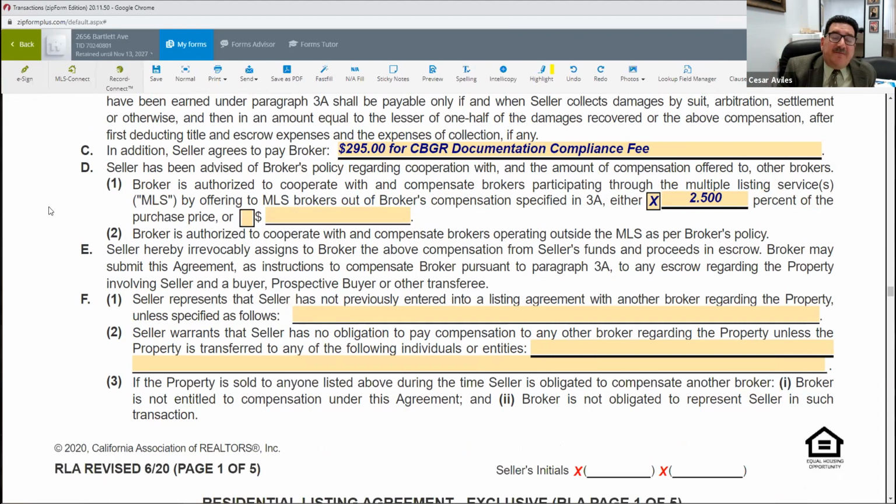So if we get somebody from Eureka that does not belong to CRMLS, and they call me and say, Cesar, I'd like to write up an offer on your listing on Bartlett. Are you cooperating with brokers? By law, I have to cooperate with brokers, but that doesn't mean that I have to give them my commission. So I will say, yes, if you're coming from Eureka, I'm gonna give you a 1%. You're not a member of my board of realtors, therefore I'm gonna give you less commission. That's up to you. So that is in our contract. It is to our discretion, right?